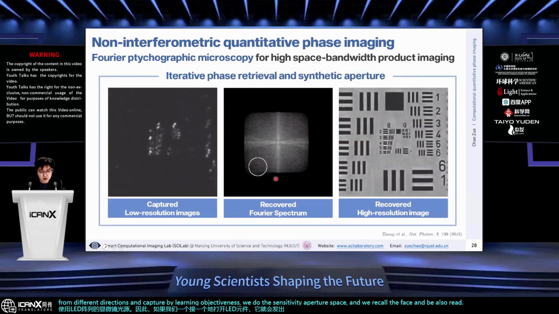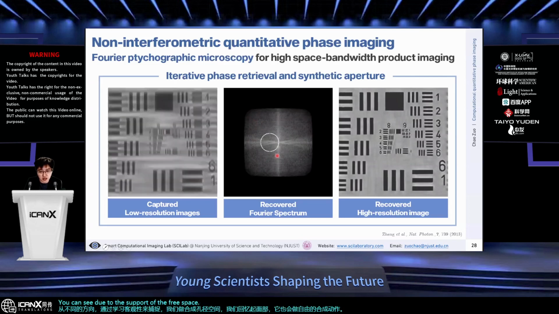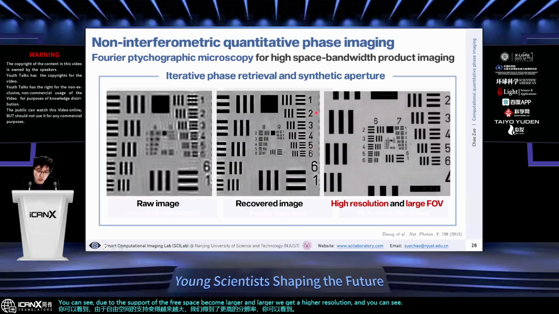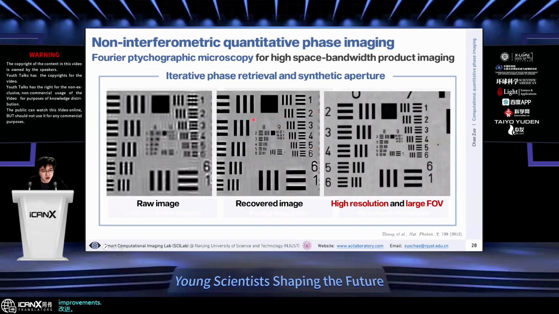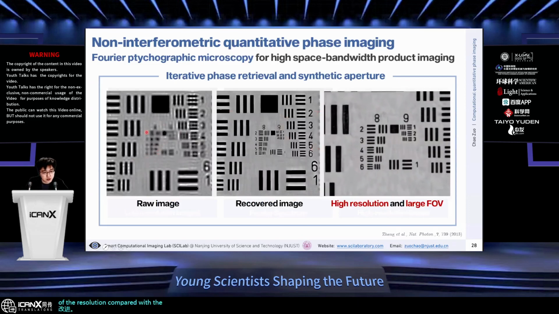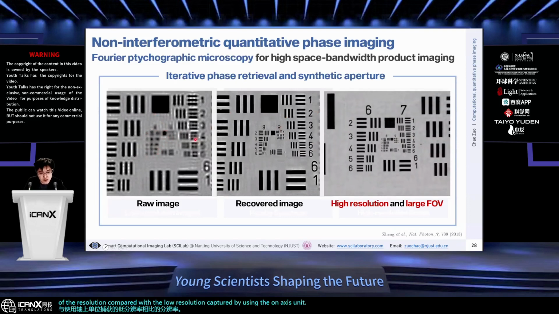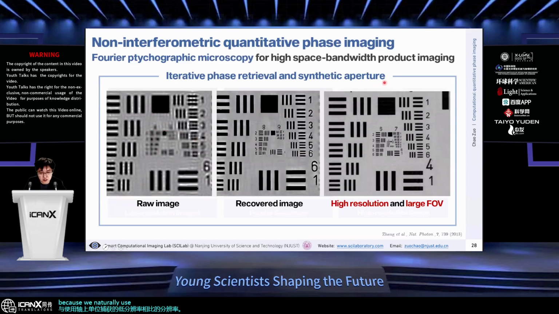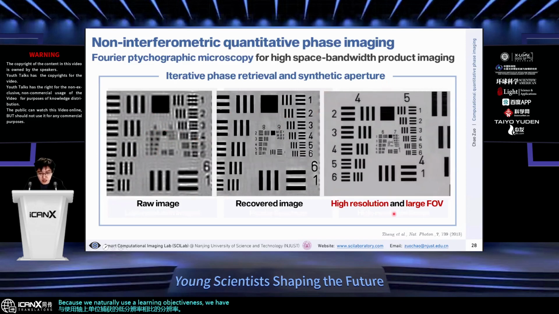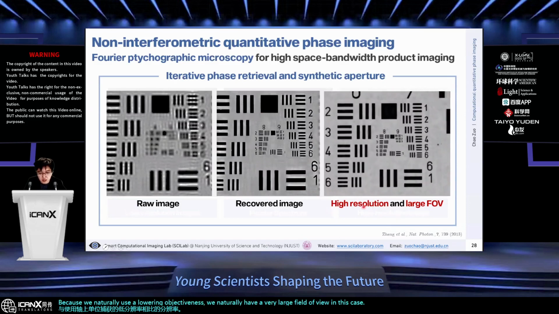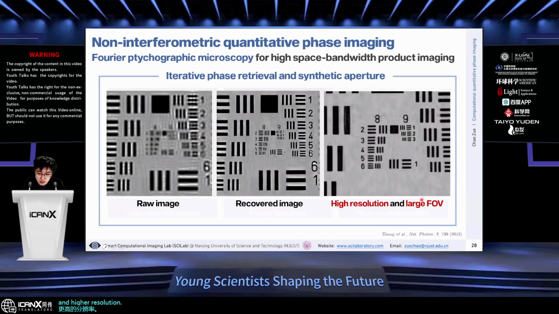You can see that as the support of the Fourier space becomes larger and larger, we get a higher resolution. And you can see the significant improvement in resolution compared with the low resolution captured using on-axis illumination. Because we naturally use a low-power objective lens, we naturally have a very large field of view. So we achieve both a very large field of view and high resolution simultaneously.